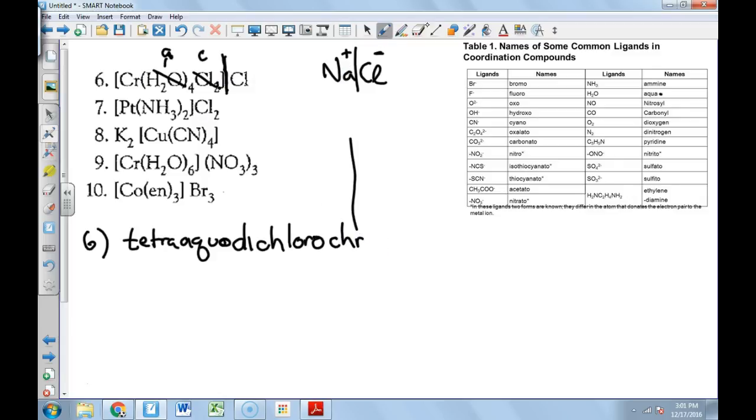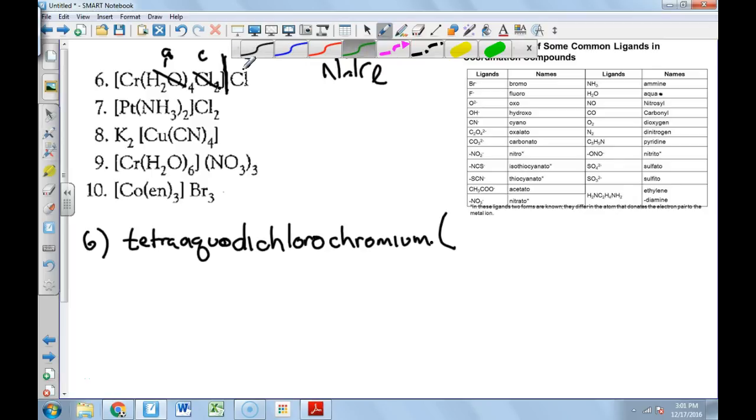Just like sodium's name didn't change at all because it was a metal, we're not going to change chromium's name either. But chromium is a transition metal, so we need to know what its charge is. Chloride is a 1-. This side has to add up to 1- total to make sure that the charge equals 0. So this is a chloro, and that's a 1-, and you can tell from your table.